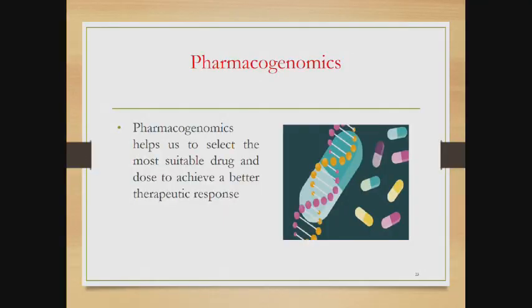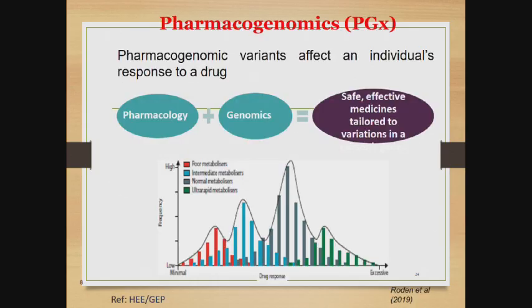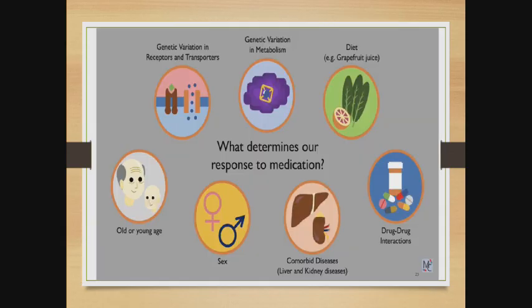This is pharmacogenomics. It will help us to select the most suitable drug and dose to achieve a better therapeutic response. Pharmacogenomic variants affect an individual's response to drug, and that is what determines the control of blood sugar, development of complications, and even the adverse effects.